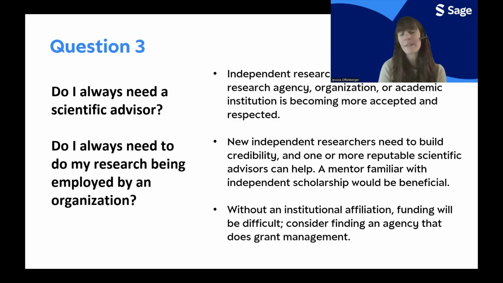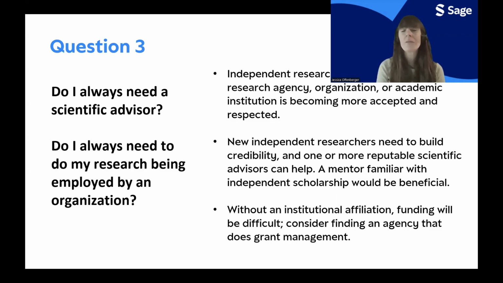This dives in a little deeper, but we often get questions on, do you need a scientific advisor? If you are a student and you're going through a program, it depends on the institution and its requirements. A lot of times, yes, you do need a scientific advisor or a PI if you're conducting research.